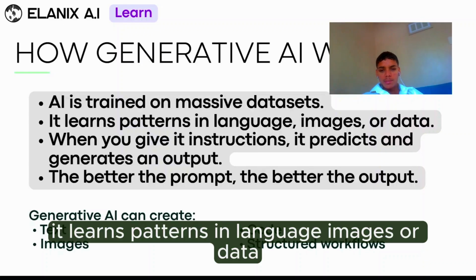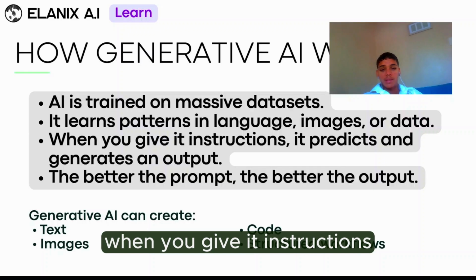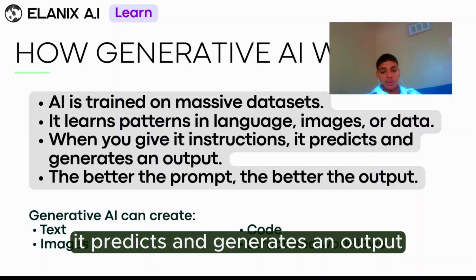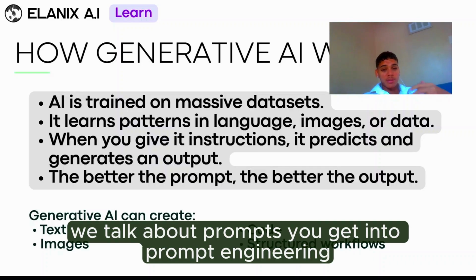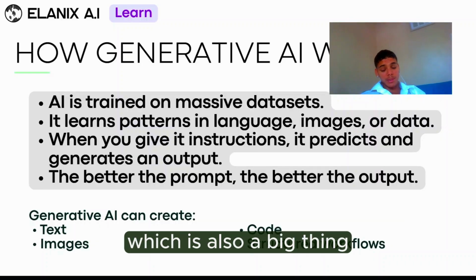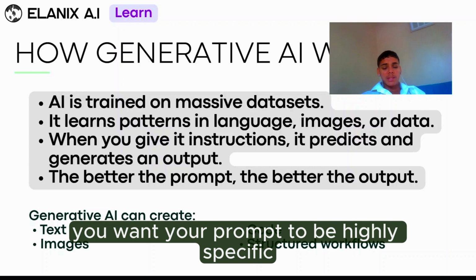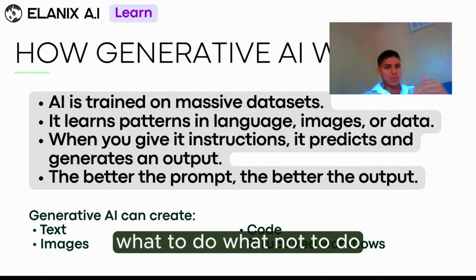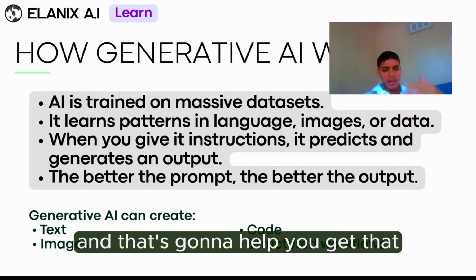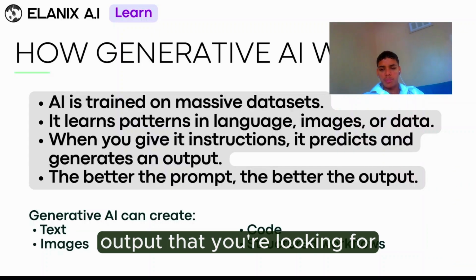It learns patterns in language, images, or data. When you give it instructions, it predicts and generates an output. The better the prompt, the better the output. When we talk about prompts, you get into prompt engineering, which is also a big thing. You want your prompt to be highly specific, to have certain parameters, what to do, what not to do, and that's going to help you get that output that you're looking for.